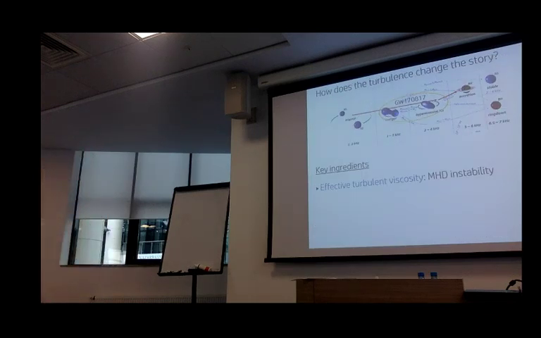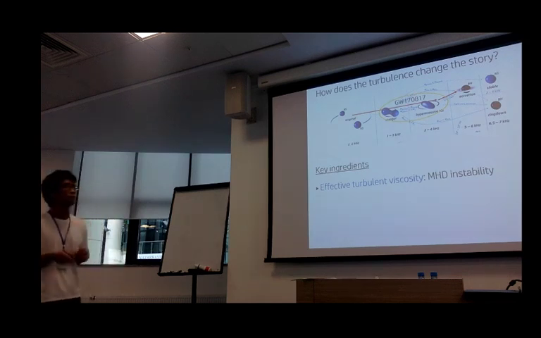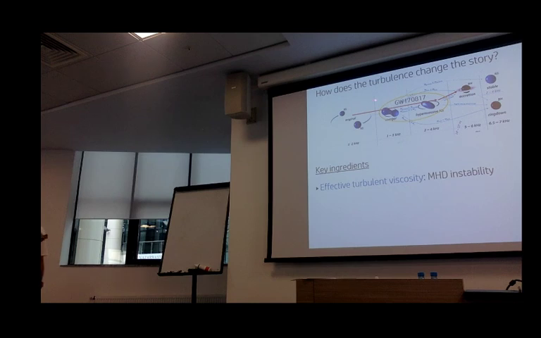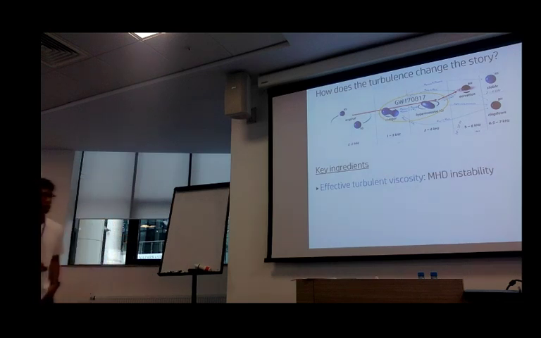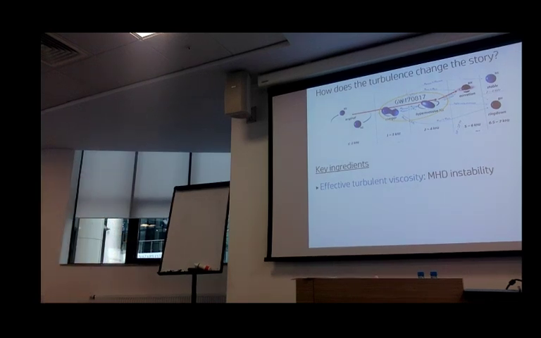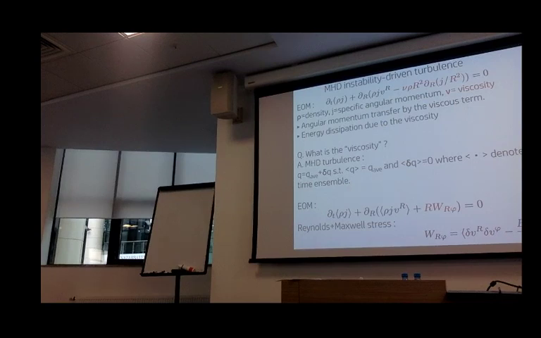Okay. So far, we didn't take into account the turbulence, which is the main subject of this workshop, at all. So the question is, how does the turbulence change the story? The key ingredient is the effective turbulent viscosity, which is caused by the MHD instabilities. Before going to the details, let me explain why the turbulence is connected to the viscosity.